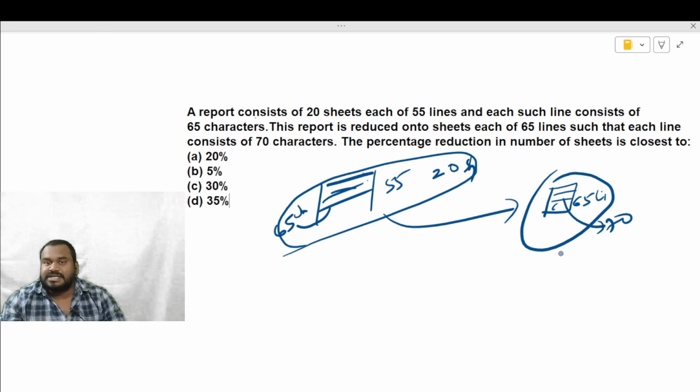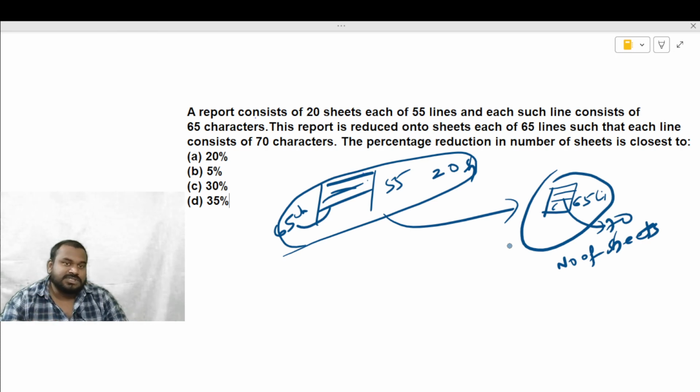But the number of sheets is not given. That's what we need to find. First you need to find the number of sheets, and initially it was 20 sheets. He's asking for the percentage reduction in the number of sheets. So the number of sheets will definitely be fewer than 20 because it is reduced.